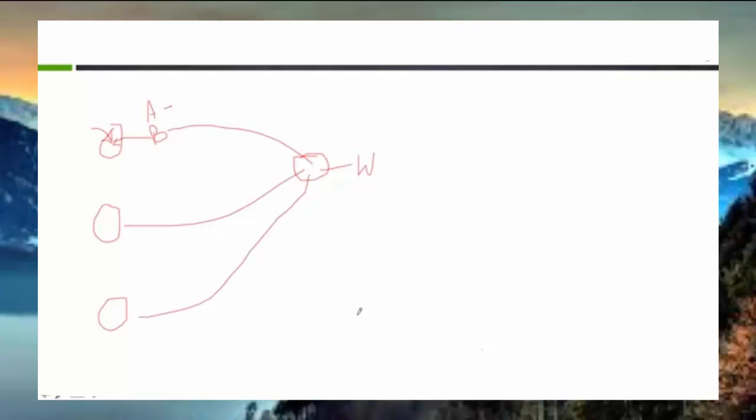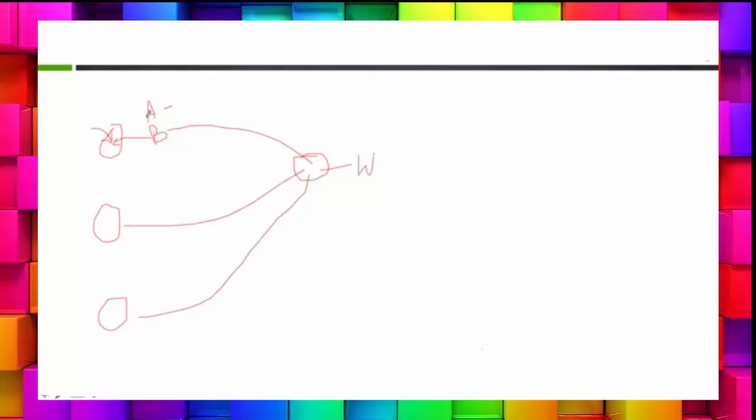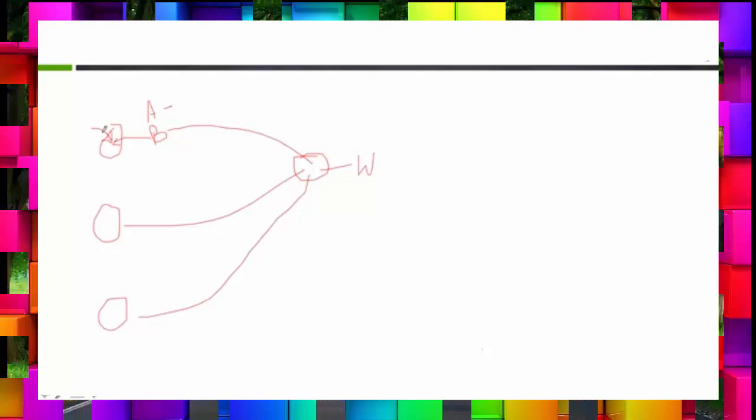So this is what MapReduce is. A is a party, nothing more, Prakash. A and B are two parties.